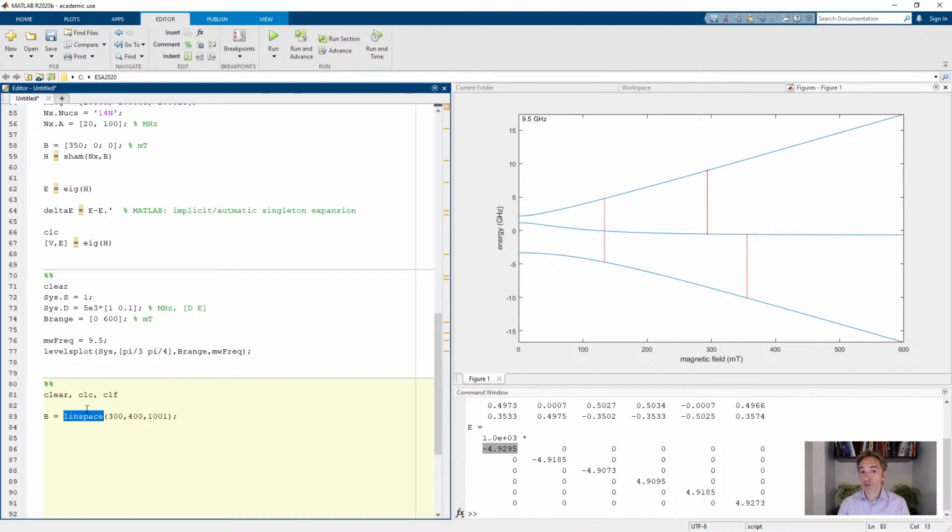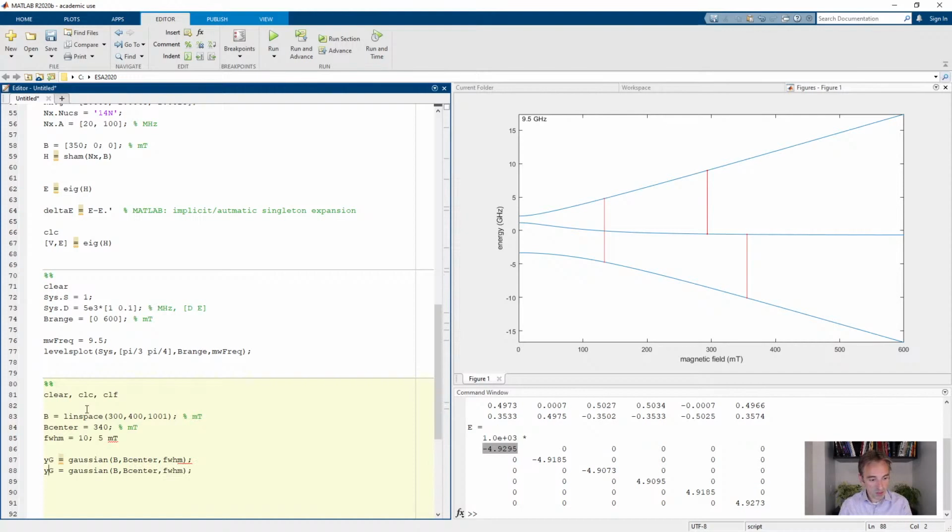Linspace, for those who are not familiar with it, is a very useful MATLAB function. Let's come up with a center field, let's say 340 millitesla. This is all millitesla, and some full width at half max of 10 millitesla. Now we can calculate a Gaussian line. I'm going to call that yg with a function called gaussian. And what you need to feed it is the field axis, then the center field, so where that peak is actually centered, then its full width at half max, and that's it.